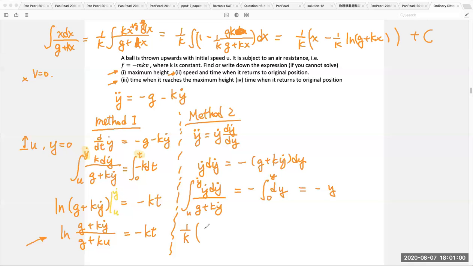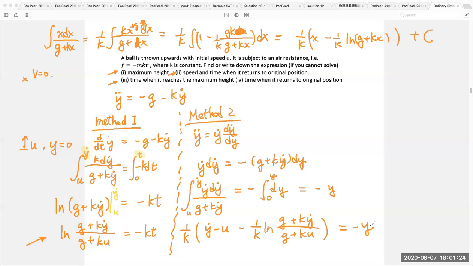y dot minus u, so complicated. Actually, I'm not sure if I get it correct or not. I wonder if I get something wrong here. Yeah, maybe something like this.